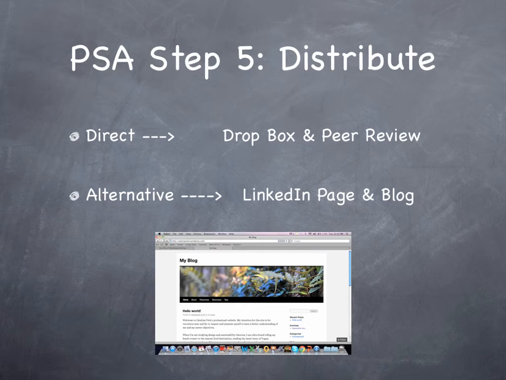PSA Step 5, Distribute. I distributed my final technical set of instructions to my professor. Afterwards, I posted it for my classmates, on my LinkedIn account, and on my personal blog.